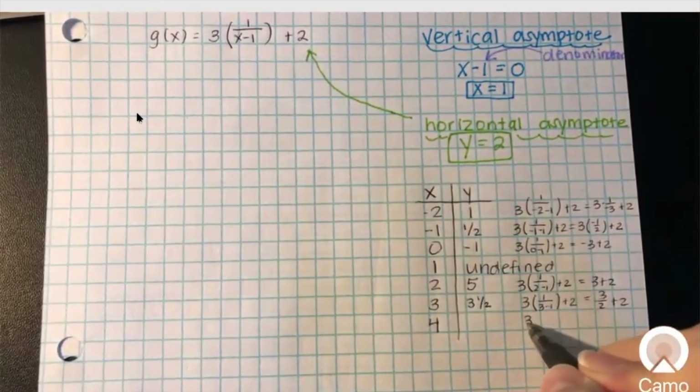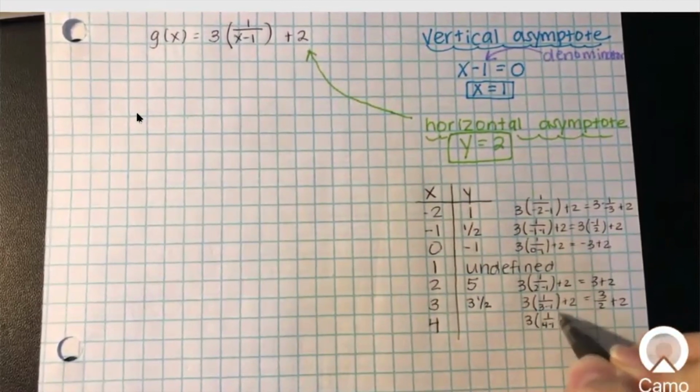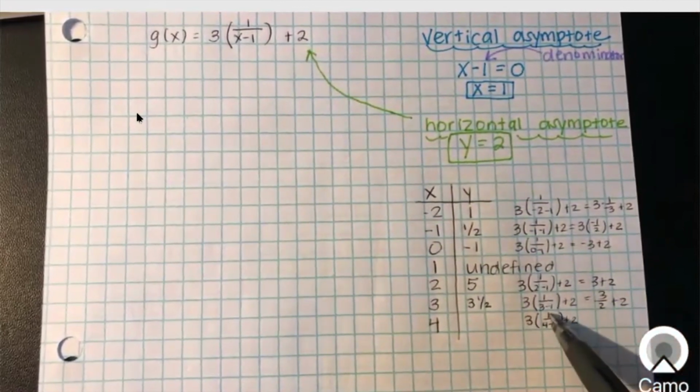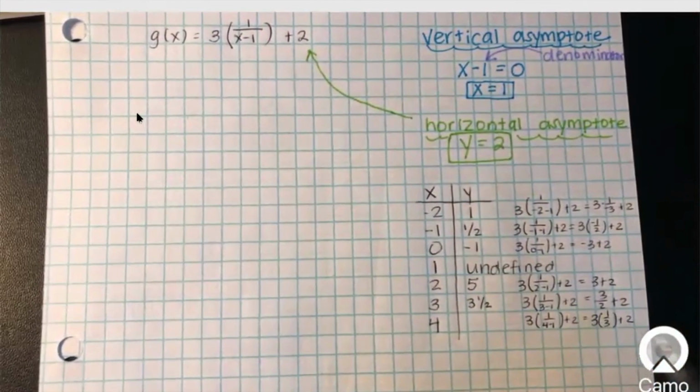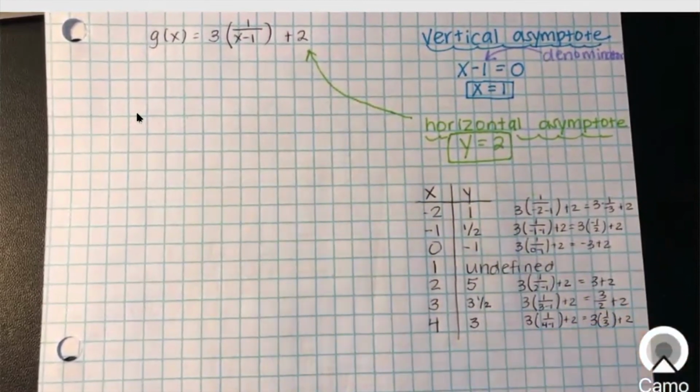And then lastly, I can plug in 4, which is 3 times 1/3 plus 2. So I can see these will cross cancel. I'll get 1 plus 2 is 3. So now we have enough points to go ahead and graph.